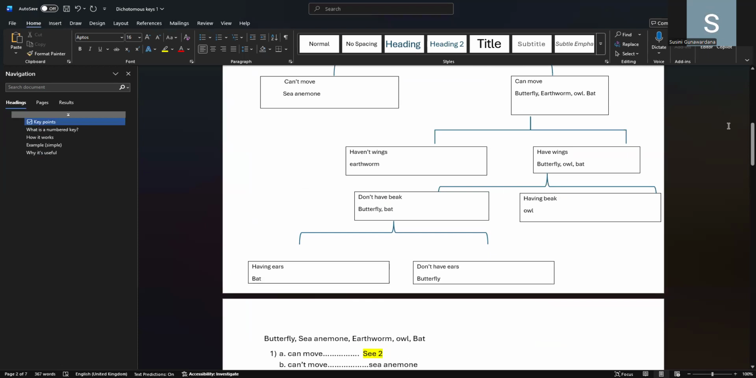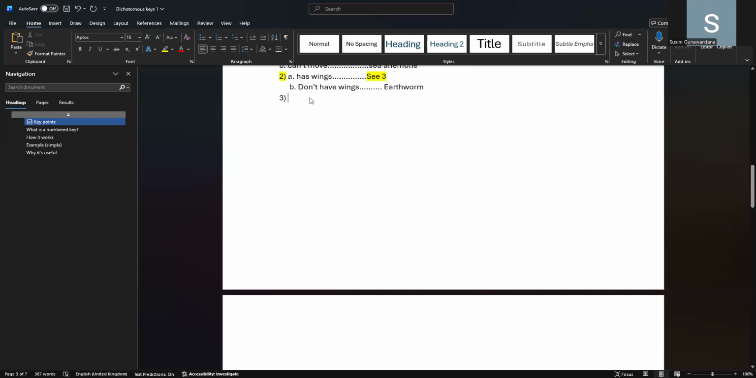What is the other thing we wrote? About the beaks, right? Has a beak. You have to put A. Has a beak. That is what? That is owl. Then B will be the opposite characteristic. Don't have a beak.